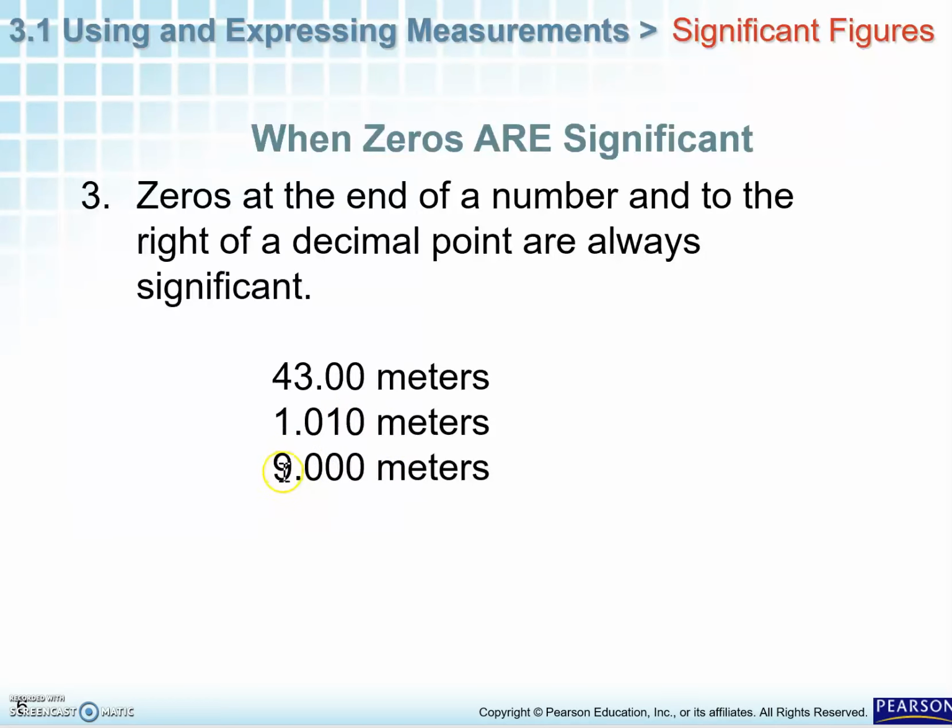Last but not least, we also have this one. All of these digits are significant because we have a 9 point, and then everything to the right of that decimal, because this is a real number, is going to be significant.